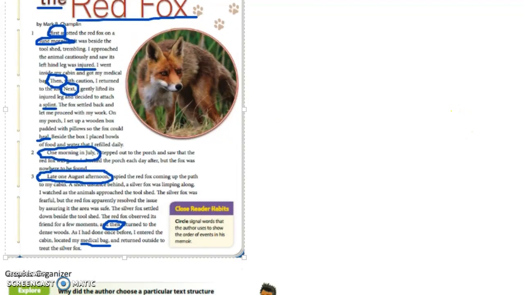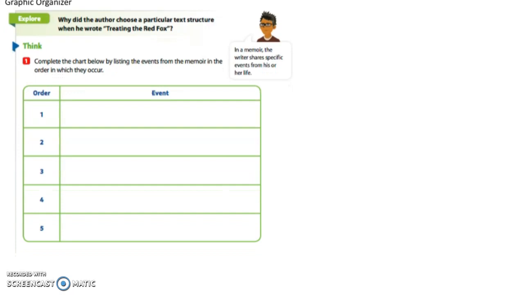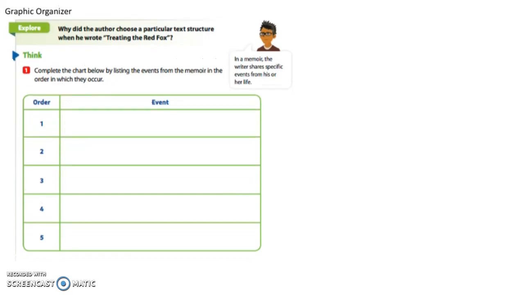So what I'd like us to do now is move on to our graphic organizer. You are going to fill in your organizer while I fill in the organizer on the board. It says, complete the chart below by listing the events in the memoir in the order in which they occurred. I see this here, order in which they occurred. So that's going to tell me in this graphic organizer, I have to put them in the same order or how they came up in the passage in the chart.